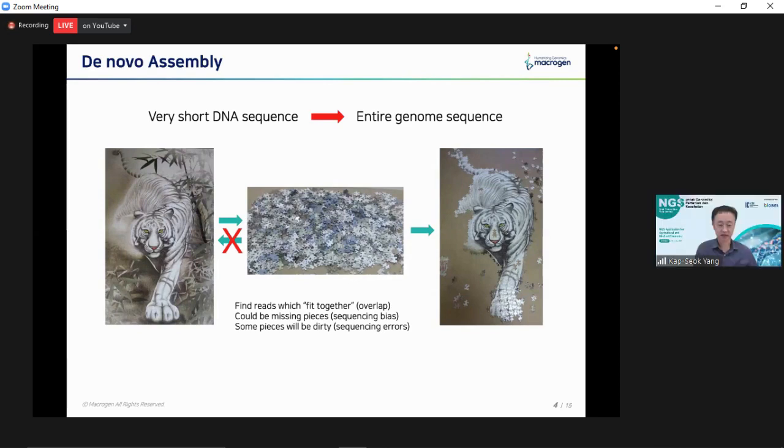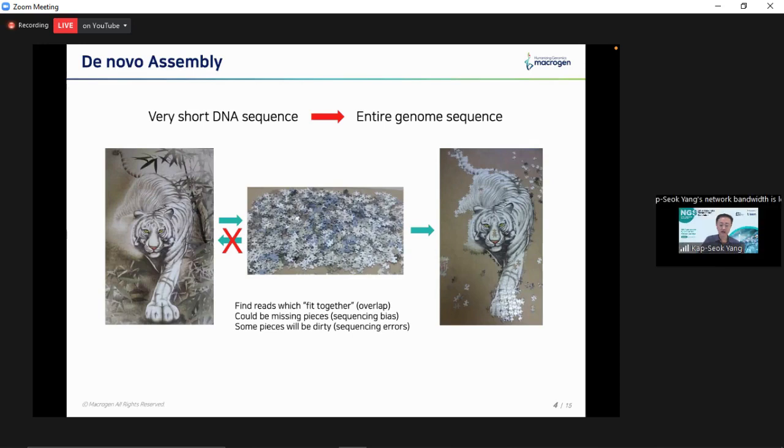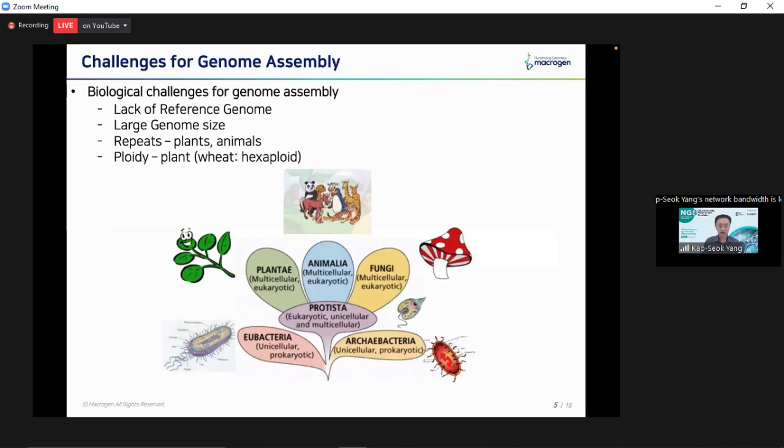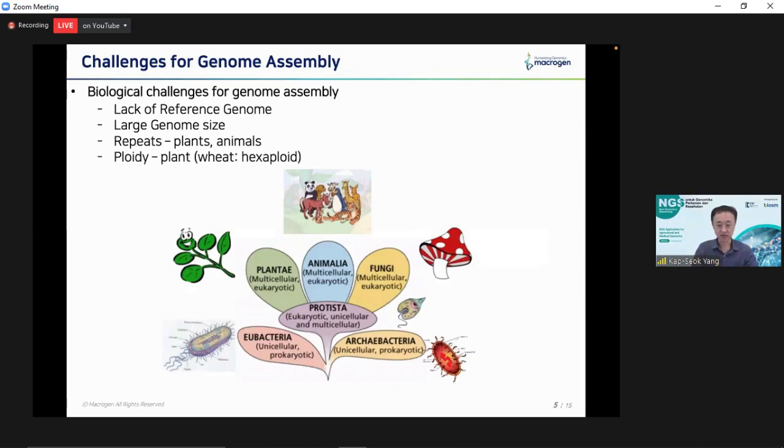So there are lots of sequencing biases in the genome assembly process. And also some pieces will be very dirty because there will be inevitable sequencing errors. So even if you are starting with very good data, it is very difficult to get the fully assembled genome. These are the biological challenges for genome assembly. Theoretically, genome assembly is very straightforward, but these are the things that make it so much more difficult.